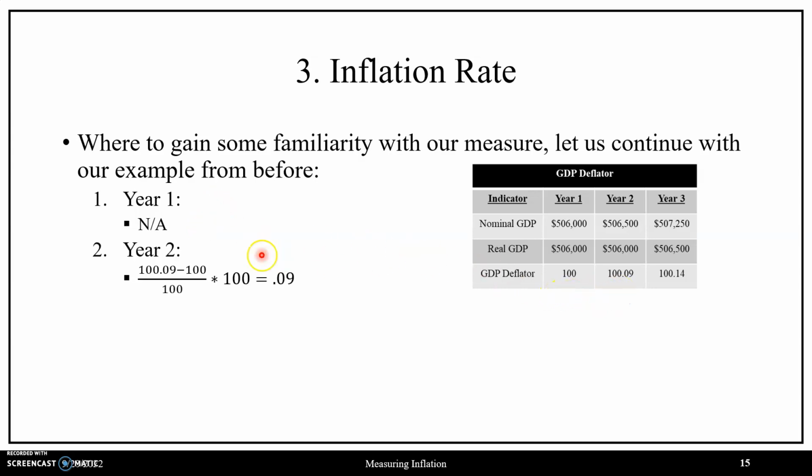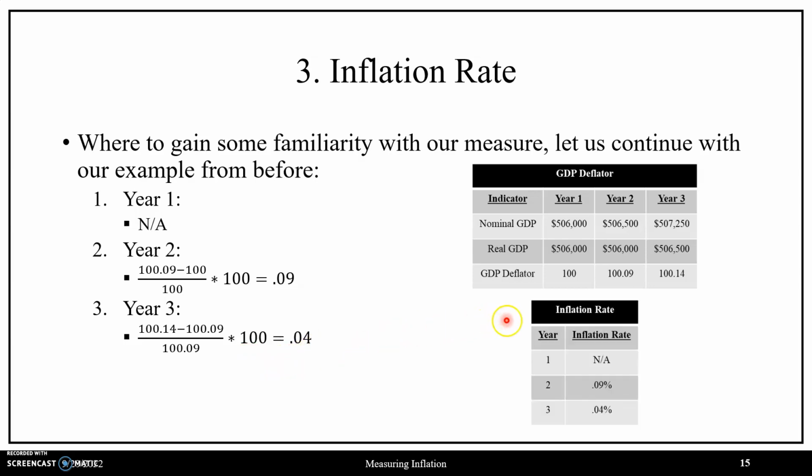Going from year 1 to year 2, though, we can calculate the inflation rate, in which our new year is going to be year 2 and our old year is going to be year 1. So the inflation rate is going to be the difference between 100.09 and 100, all divided by our old year of 100, scaled by 100, giving us a value of 0.09. For year 3, going from year 2 to year 3, year 3 is our new year and year 2 is our old year, so this is the difference between 100.14 and 100.09, all divided by our old year value of 100.09, and when scaled by 100, this gives us a value of 0.04. So for year 1, the inflation rate is not available since we needed 2 years' worth of information. In year 2, the inflation rate is 0.09%, and for year 3, it is 0.04%.